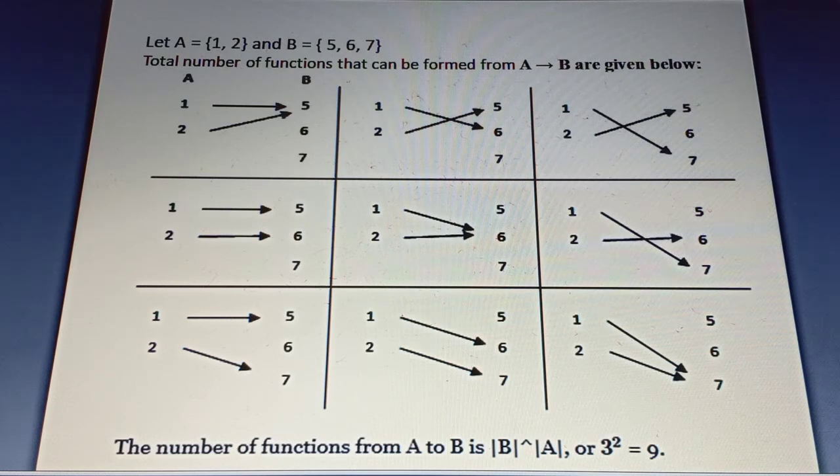So there are a total of 9 possible functions that can be produced from the set A cross B. Students, the number of functions from A to B is nothing but 3 square, which is 9. So these are the 9 functions, expressed in the form of arrow diagrams, listed here in this diagram. So I hope students understood how to find the number of functions from a set A to a set B from any Cartesian product of two sets.